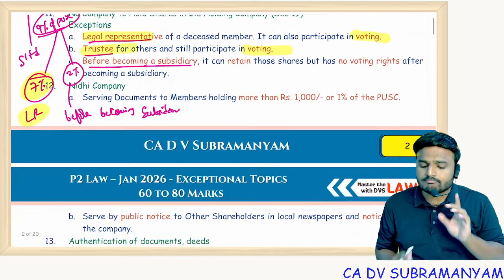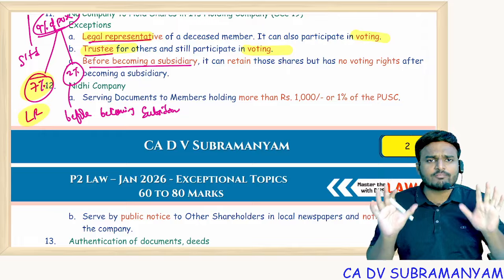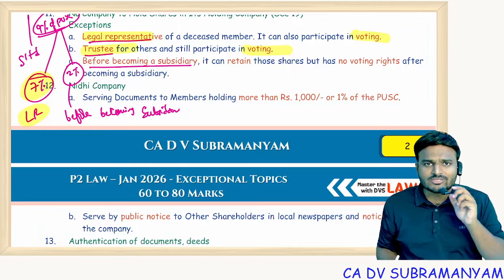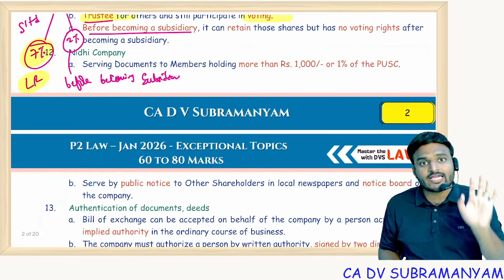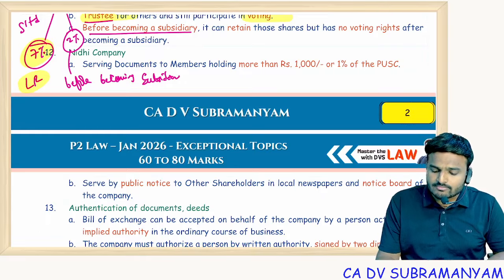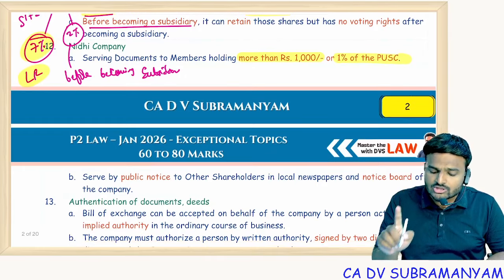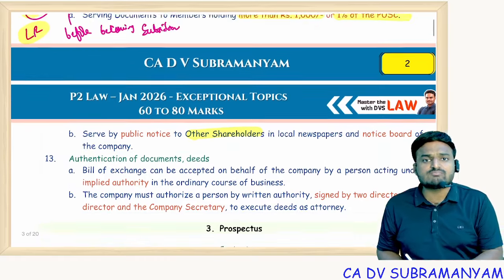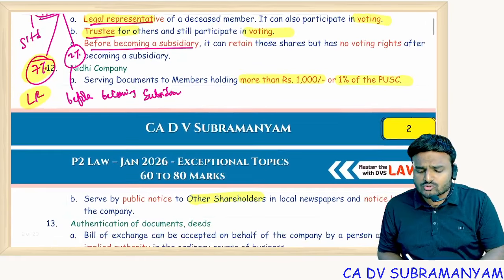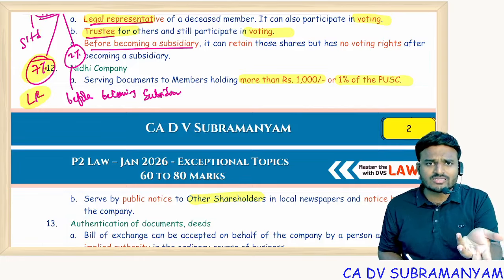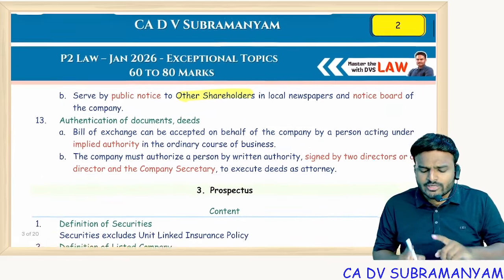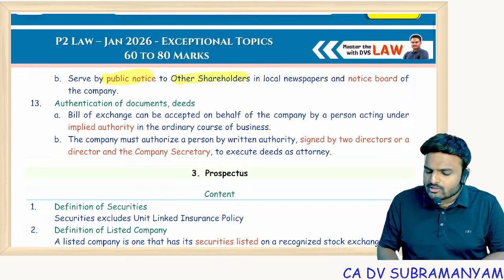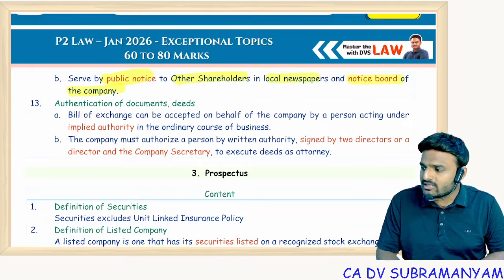Nidhi company, important, not important, exceptional point. So far not tested. If your time is good, this time this point may come. Nidhi company, service of documents, including financial statements. Service of documents to the members holding more than 1000 or 1% of the paid up share capital, serve them individually. Whereas for other shareholders, simply small shareholders, minorities, that means those holding less than or equal to 1000 face value of securities or 1% of the paid up share capital, no need to serve individually. Serve by public notice in a local newspaper and the notice board of the company.